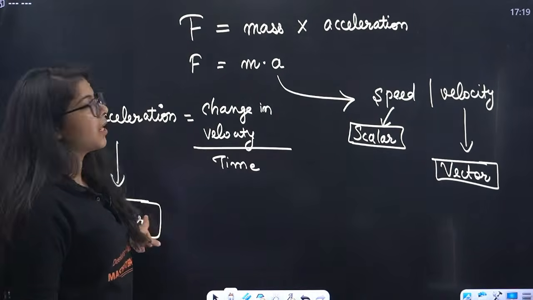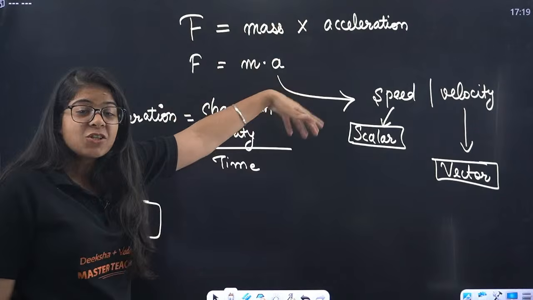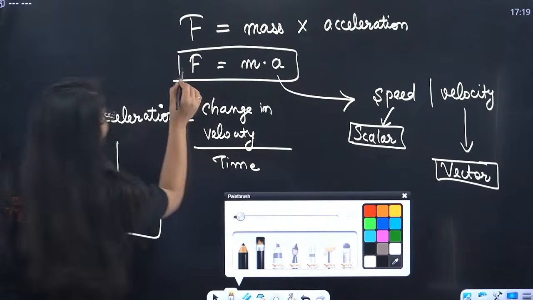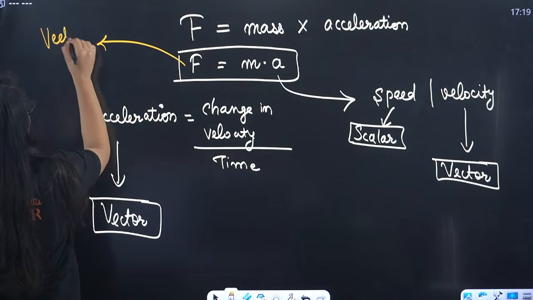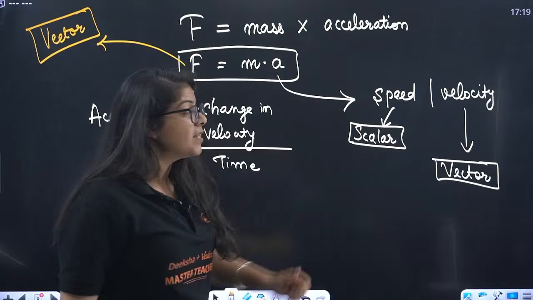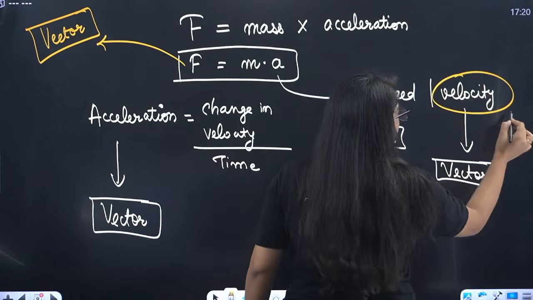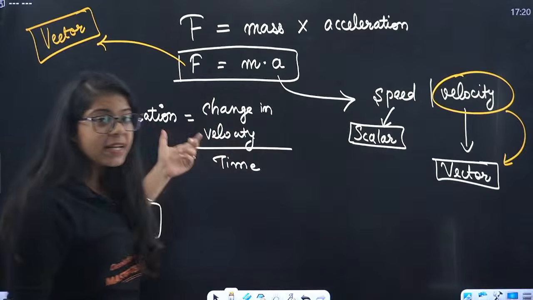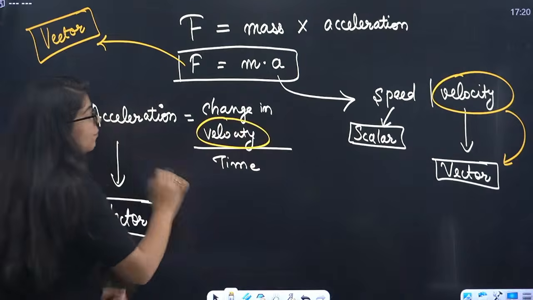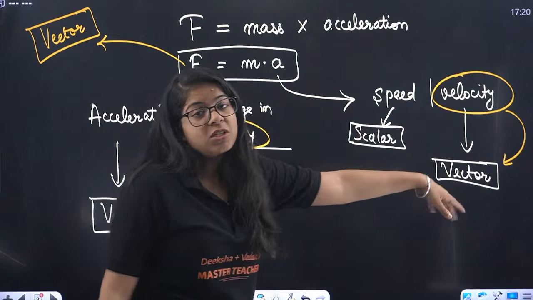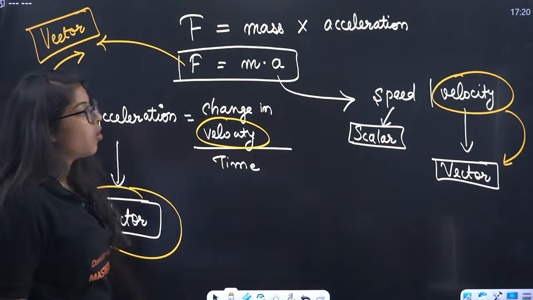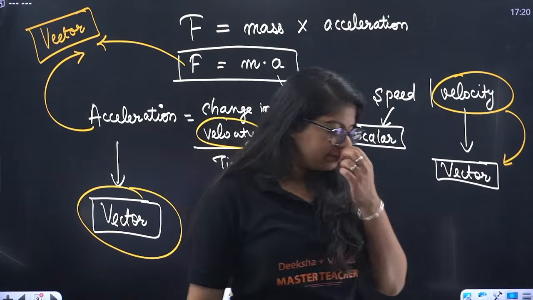Now ma'am, acceleration is a vector, and force depends on acceleration. So force, beta, will also be a vector quantity. Understood how we reached here? We started from velocity. Velocity is a vector quantity. Acceleration is change in velocity per unit time. If velocity is a vector, acceleration is a vector. If acceleration is a vector, then force will also be a vector quantity.